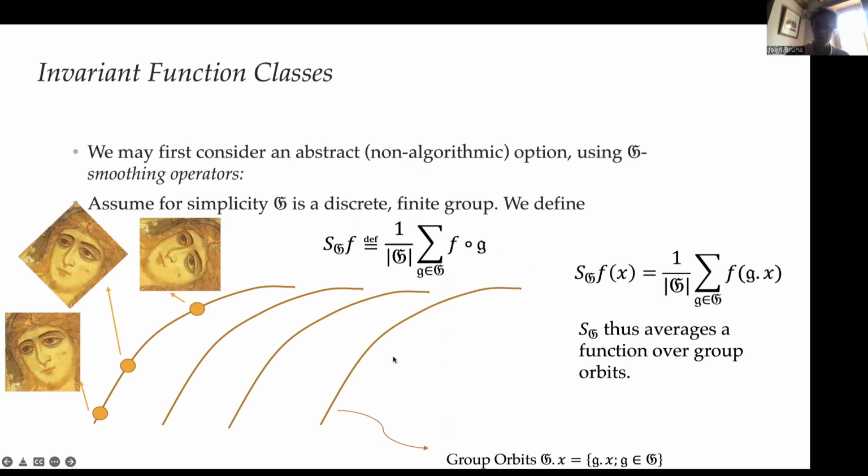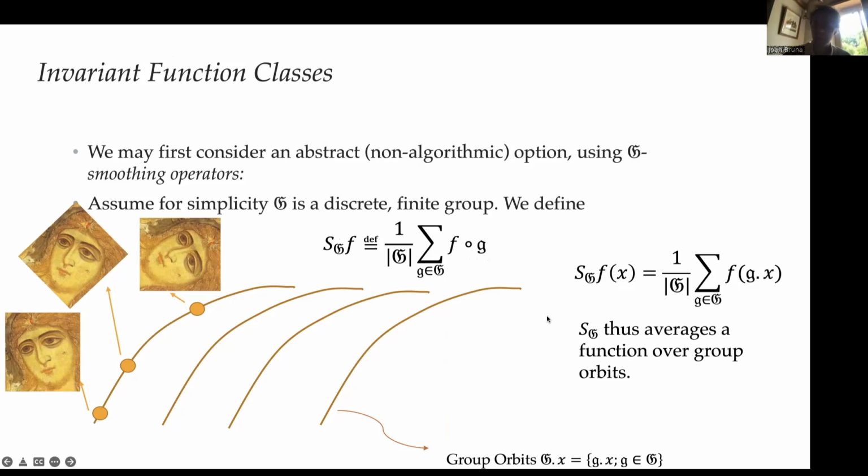And what is the group orbit? It is all the possible transformed versions of x, right? So this is what you have here on the right-hand side. I have any function that produces labels. Let's say I take AlexNet or whatever network, and rather than using the output of AlexNet at this particular image, I'm going to average over all the predictions that the network makes over all the possible rotated versions of this image. That's what this operator is doing.